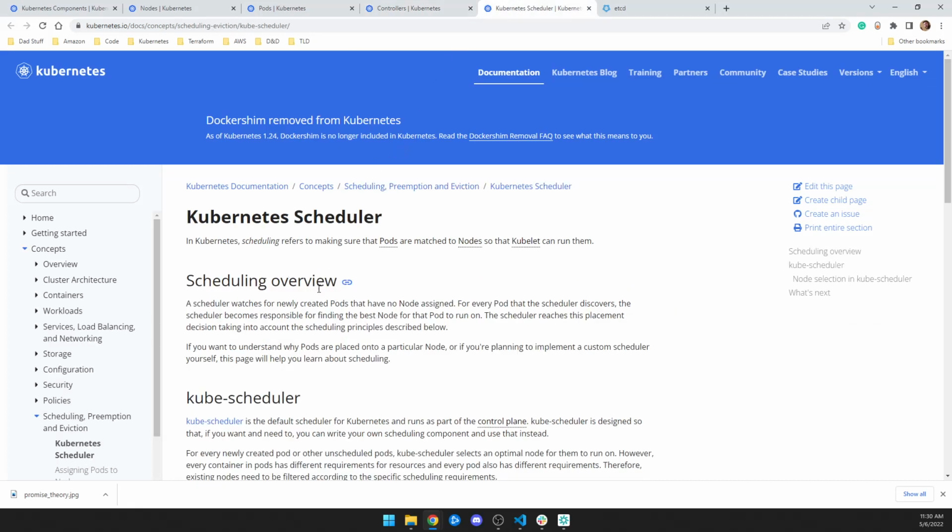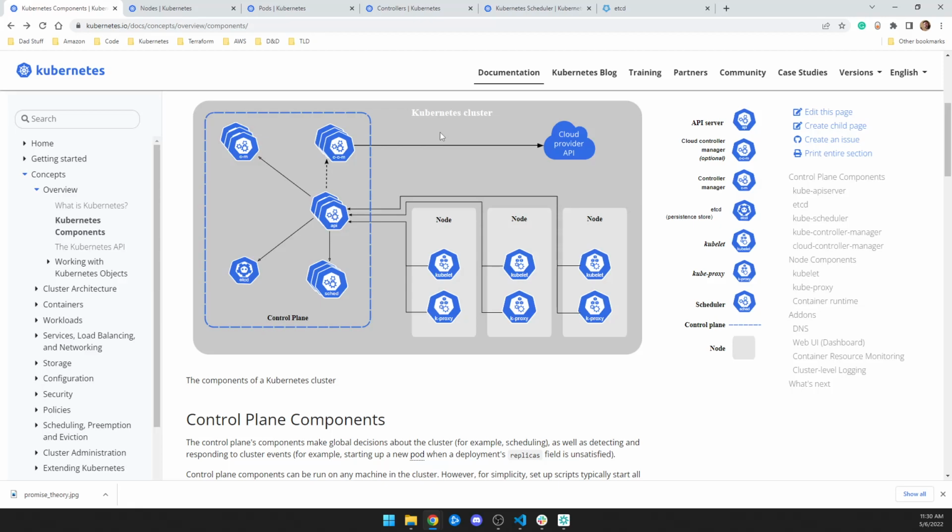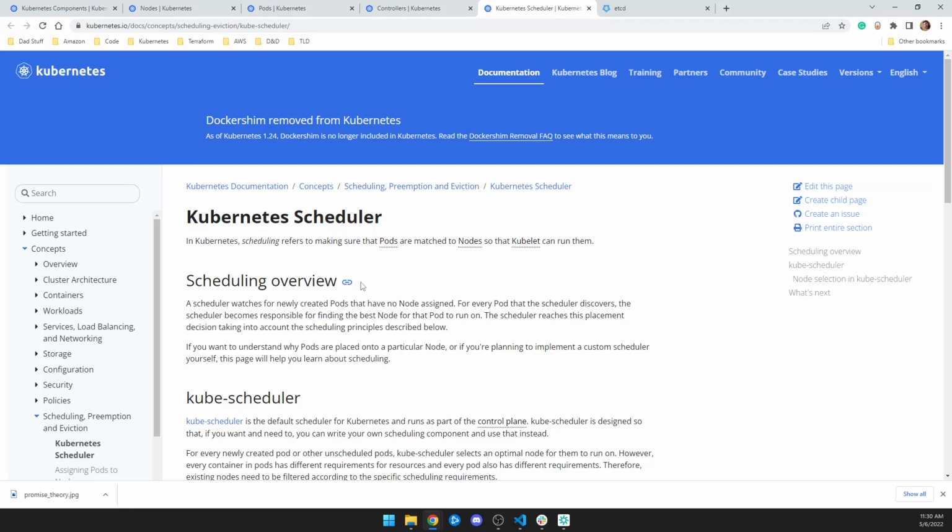All right, and then there's the scheduler. So you might be wondering, well, what's the difference between a controller and a scheduler? So this refers to making sure that pods are matching to nodes so that kubelet can run them. So let's take a look at our diagram again. So the pod inside of here should match and be assigned to a node, and the kubelet will be responsible for making sure that that runs.